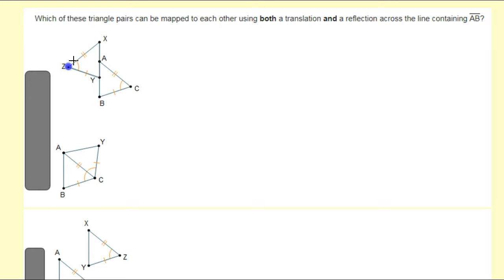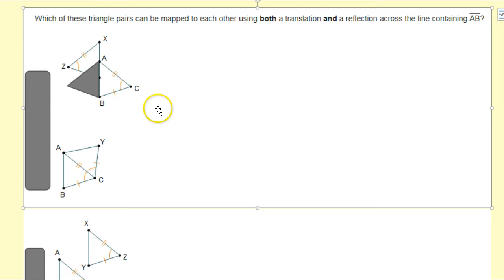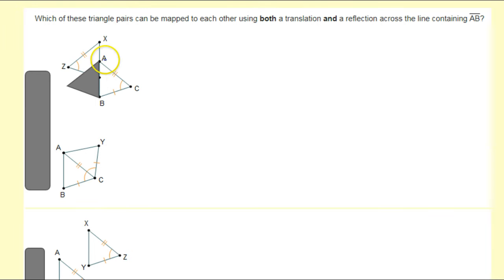Alright, so I'm going to copy this triangle. Alright, so there's my copy. So first I'd have to slide it down to here. That's the translation that they were talking about. We had to slide it down so that we could match up with AB. Now it would be time for the reflection.